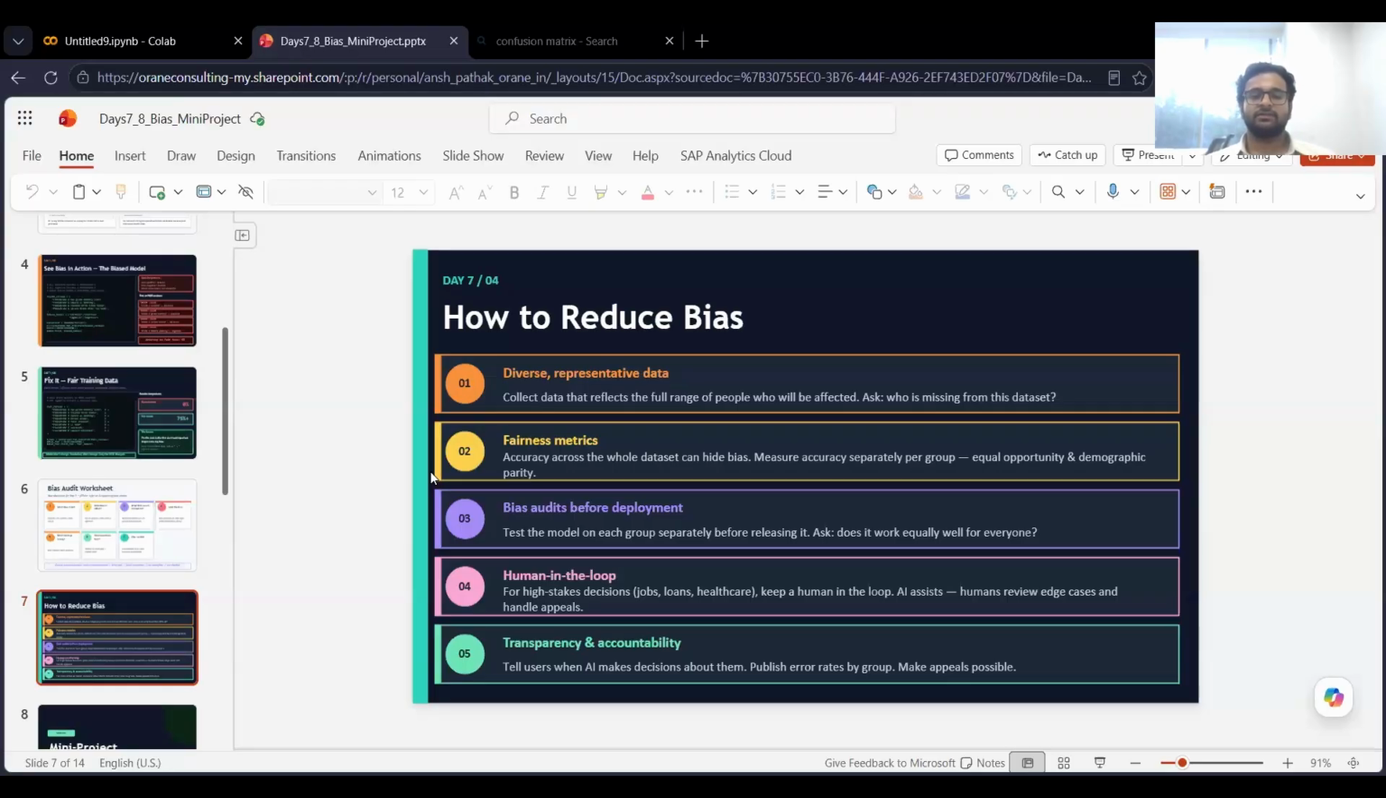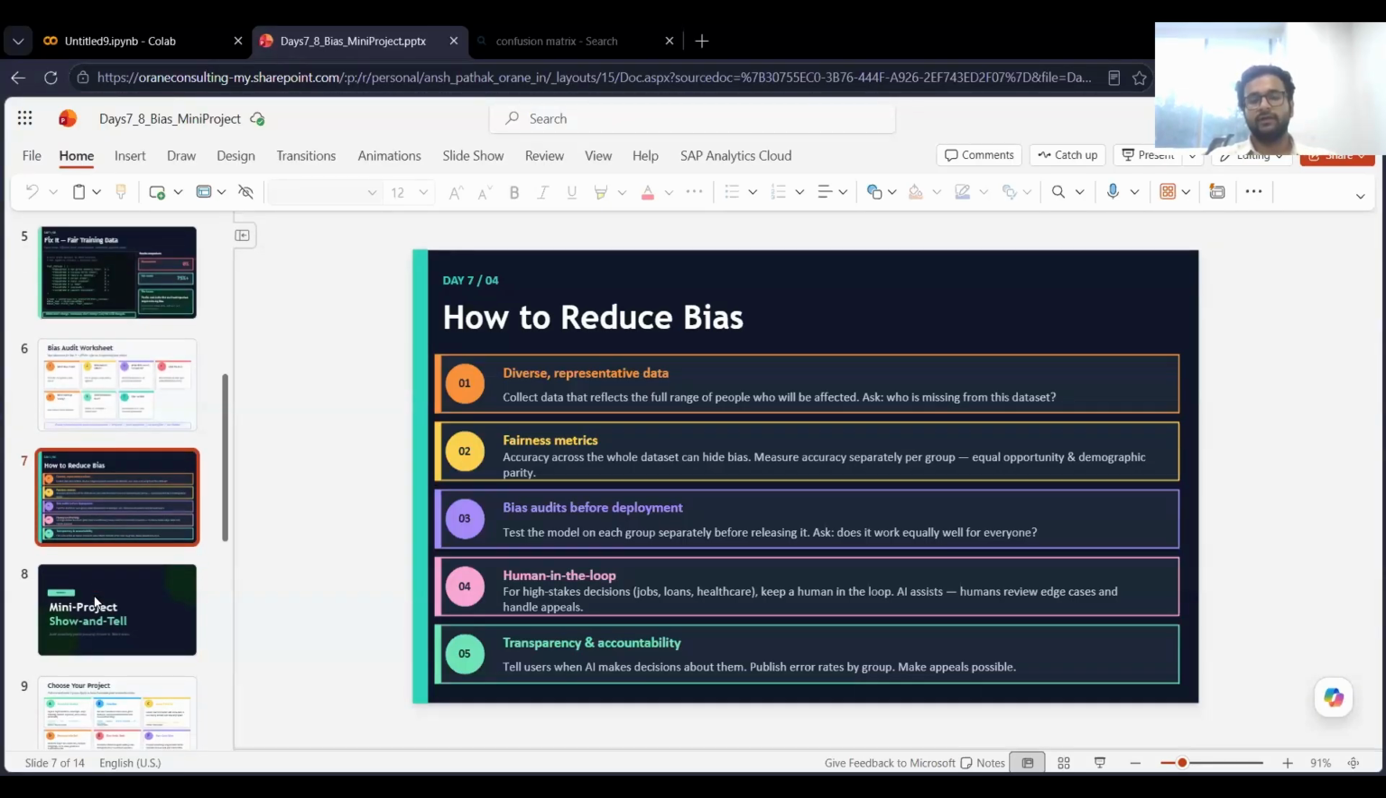Transparency and accountability: tell users when AI makes decisions about them, and publish error rates by group. If your model gets published to the internet, you always see that ChatGPT and Anthropic mention a disclaimer that AI can make mistakes. So it is really important to use AI for your particular needs, but not to consider it as the only correct thing being presented to you. It can generate something that is totally wrong, that is totally not of your use case.